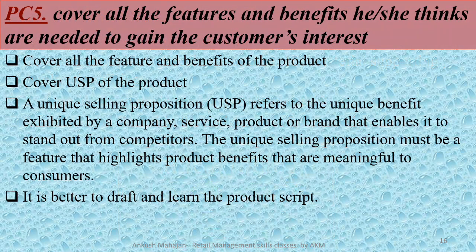Now PC5: cover all the features and benefits he or she thinks are needed to gain the customer's interest. So it should cover the USP of the product. What is USP? USP is the unique benefit exhibited by a company, service, product, or brand that enables it to stand out from the competitors. The unique selling proposition or USP must be a feature that highlights product benefits that are meaningful to the customer, and the customer after knowing this feature is ready to buy that particular product.